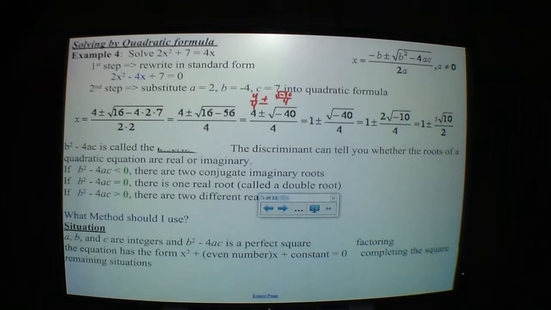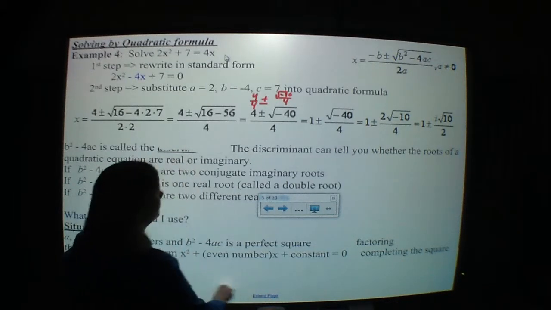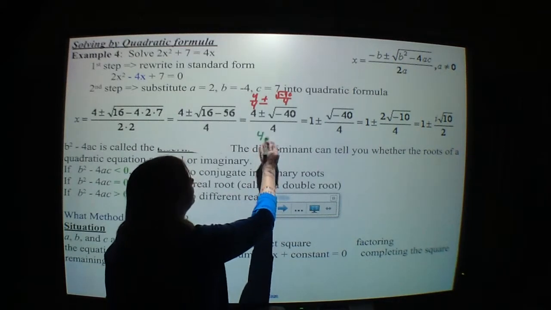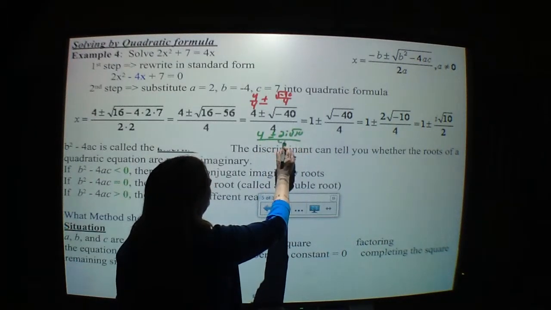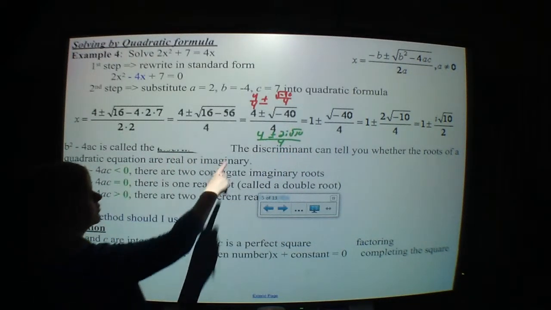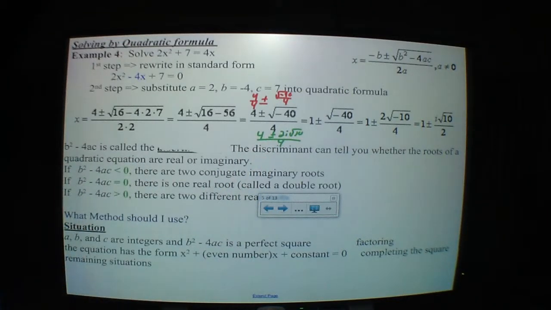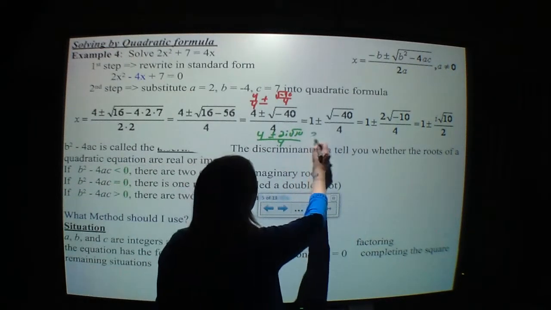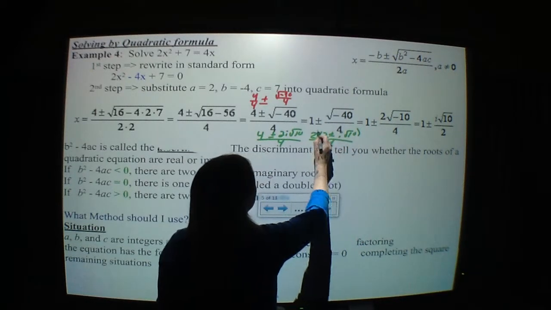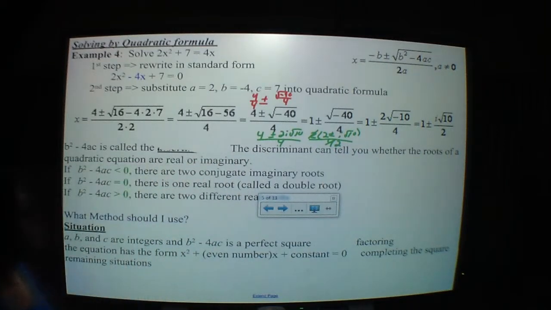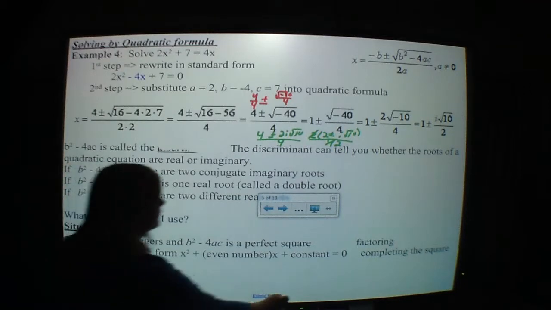Not the only way you could do it mathematically. I could have, from here, just done 4 plus or minus 2i radical 10 over 4, and then factored from the top. If I wanted to write it differently, I could factor out a 2, and I could have written it as 2 plus or minus i radical 10 all over 2 if I wanted. And that would have been right also.